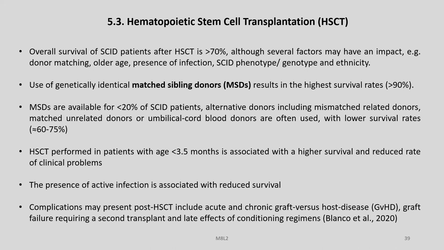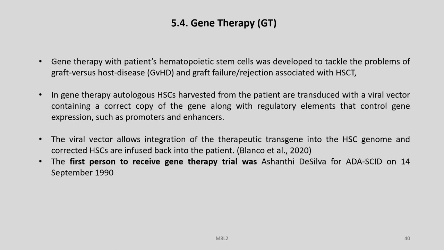Alternative donors including mismatched related donors, matched unrelated donors or umbilical cord blood donors are often used with lower survival rates. HSCT performed in patients with age around 3.5 months is associated with a higher survival and reduced rate of clinical problems. The presence of active infection is associated with reduced survival. Complications may present post HSCT and include acute and chronic graft versus host disease, graft failure requiring a second transplant, and late effects of conditioning regimens.